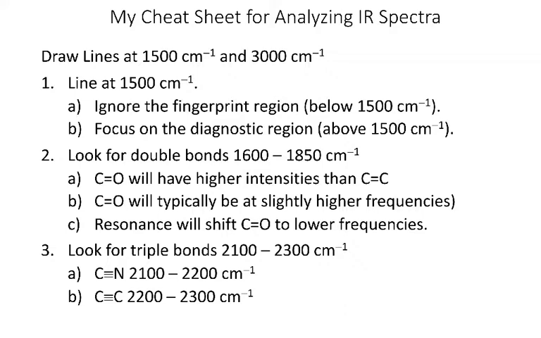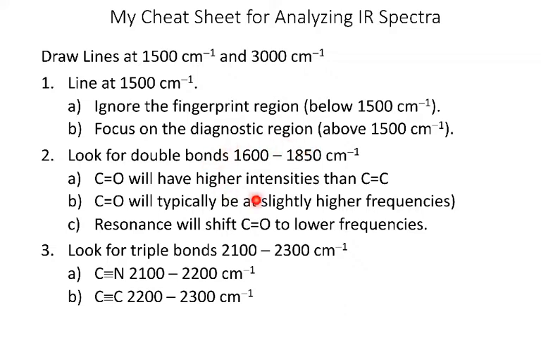So I've made myself kind of a cheat sheet for things that I'm looking for when I'm analyzing an IR spectra, and I'll post this on D2L. The first thing I always do is draw lines at 1500 wave numbers and 3000 wave numbers. For the line at 1500 wave numbers, I generally ignore the fingerprint region. And for the examples that we'll see, at least initially, we can generally do that. So I'm not going to look at the fingerprint region. Instead, I'm going to focus on the diagnostic region, which is above 1500 wave numbers. Then the different regions of the spectra are where I'm looking for peaks.